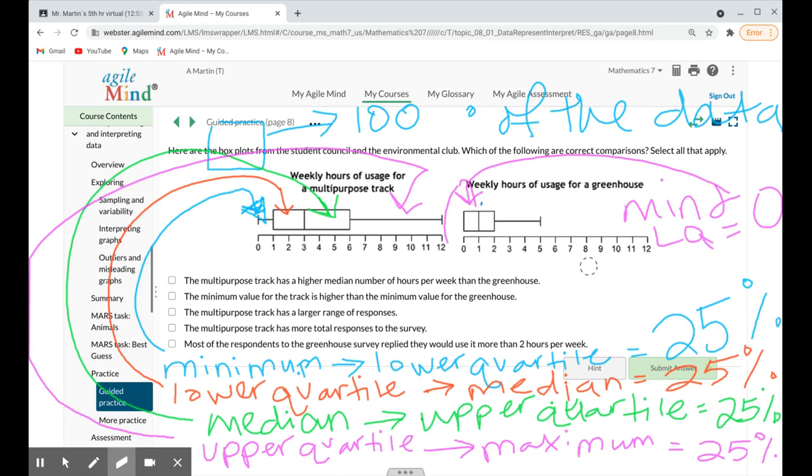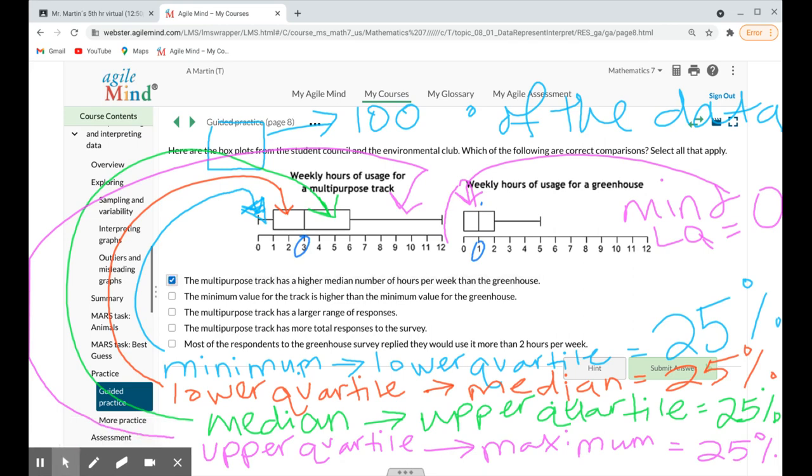So now we're going to actually answer the question. We're looking for all of the correct comparisons. It says the multipurpose track has a higher median number of hours per week than the greenhouse. Is that true or false? That's true. The median for the multipurpose track is 3, and the median for the greenhouse is 1.